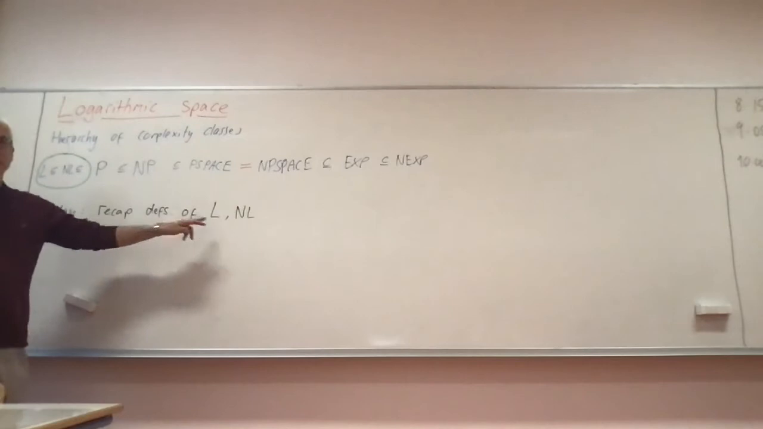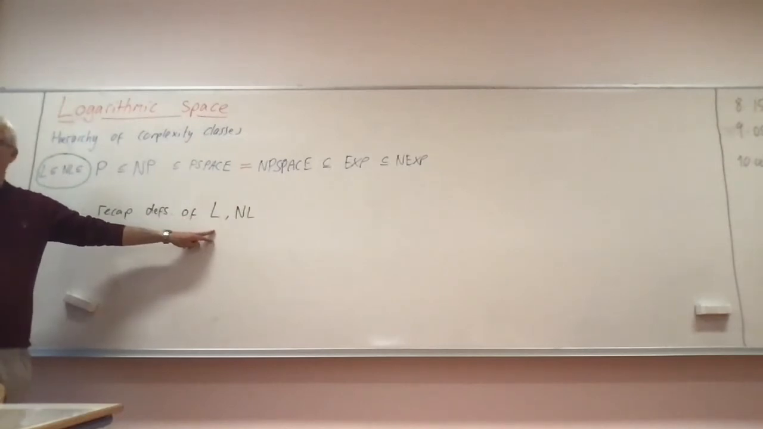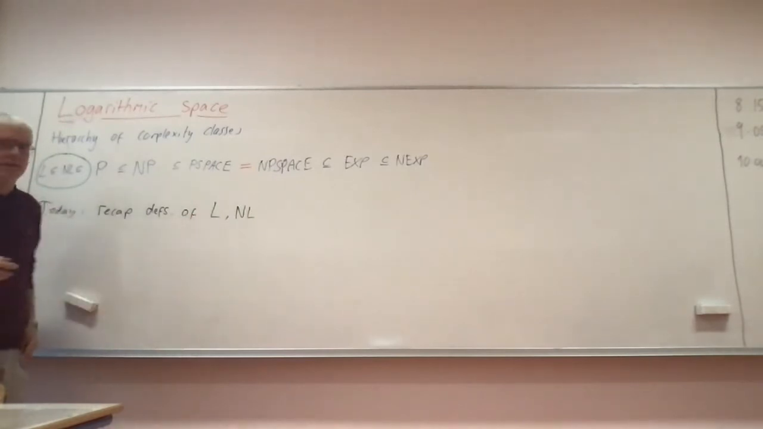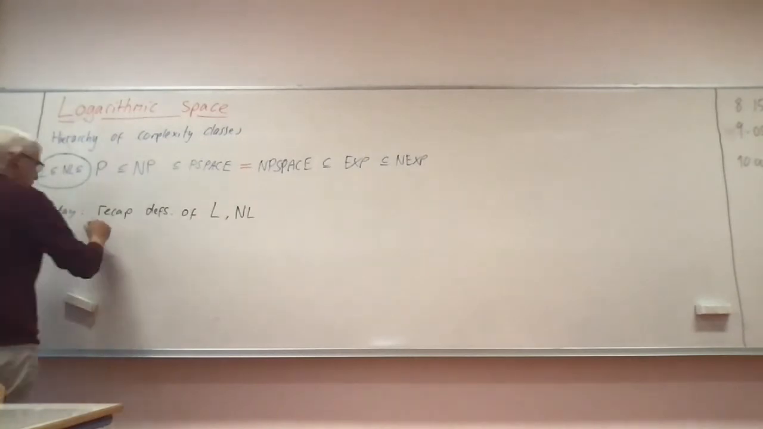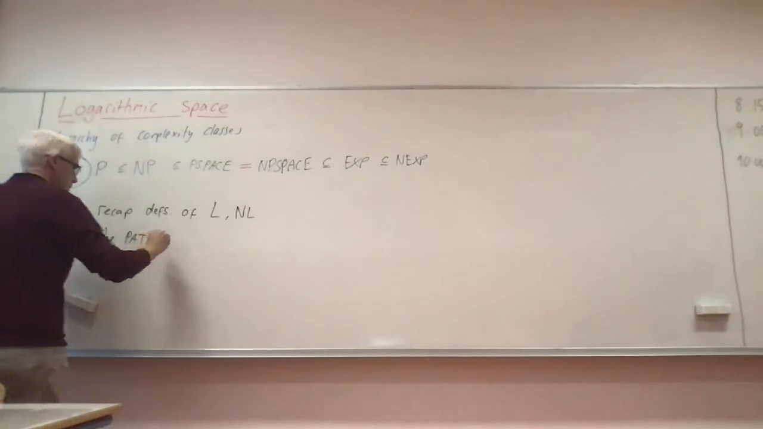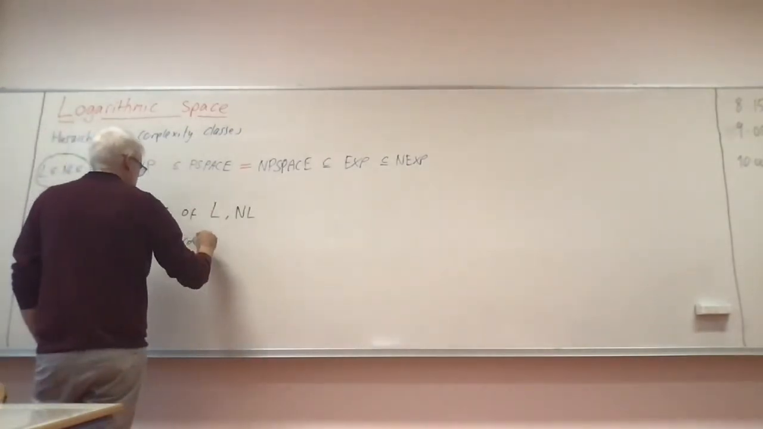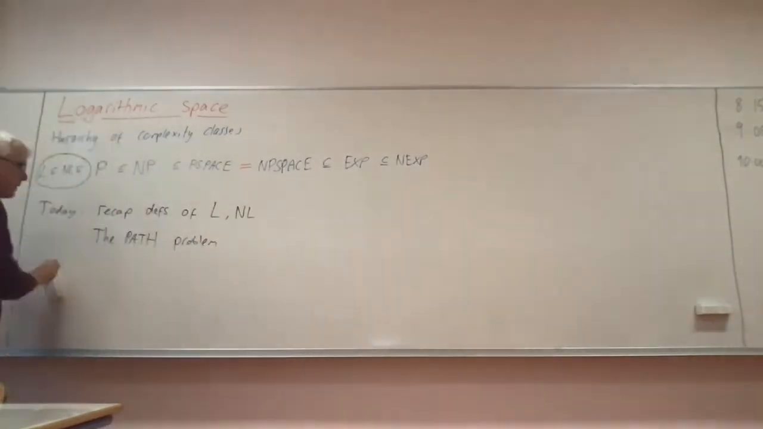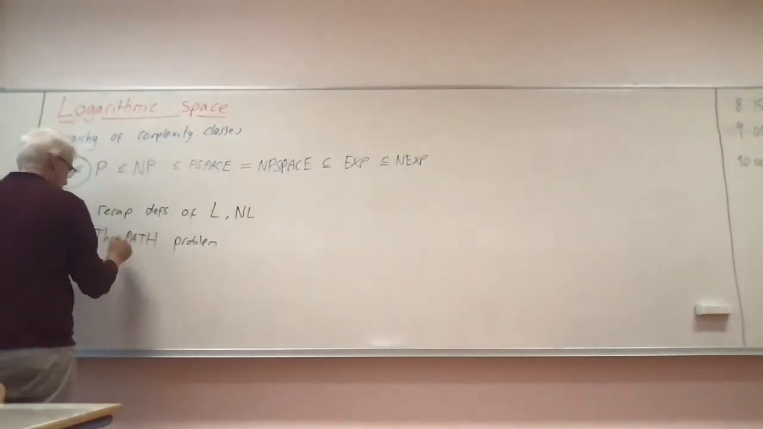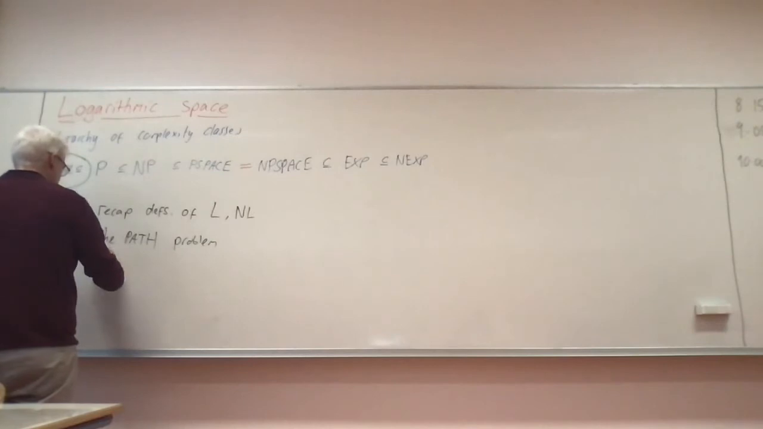Then we'll see some examples of problems in logarithmic space, but more interestingly, we'll see a very natural example of a problem in non-deterministic logarithmic space. This is called the path problem. The main result today is going to be that path is NL complete. So again, it's a complete problem. It's as hard as any problem for non-deterministic logarithmic space.